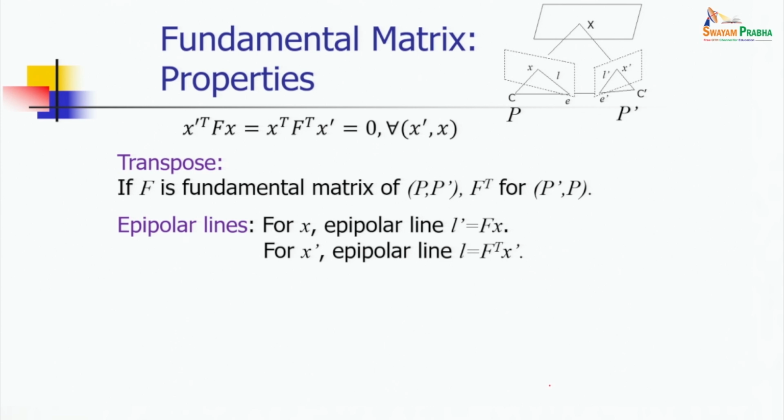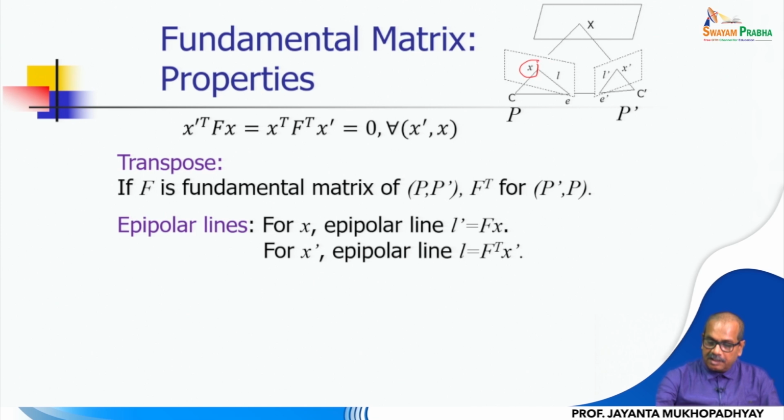So epipolar lines are given from the fundamental matrix, given the corresponding image point. So an image point of one image plane will give the epipolar line of the other image plane simply by multiplying the fundamental matrix with that point, with that stereo configuration. And the roles can be reversed also.